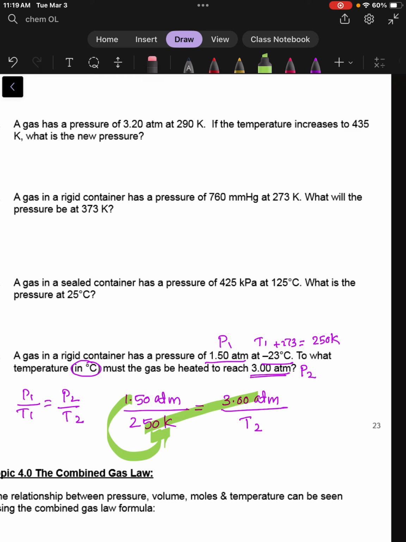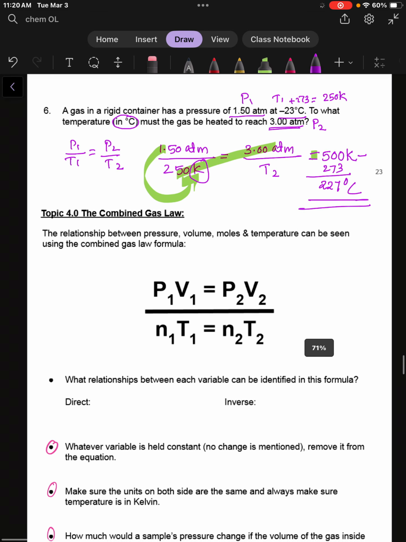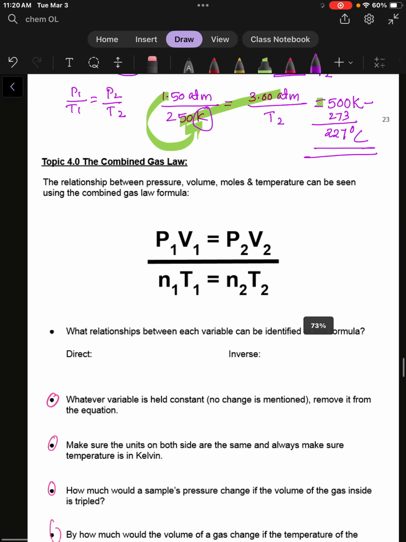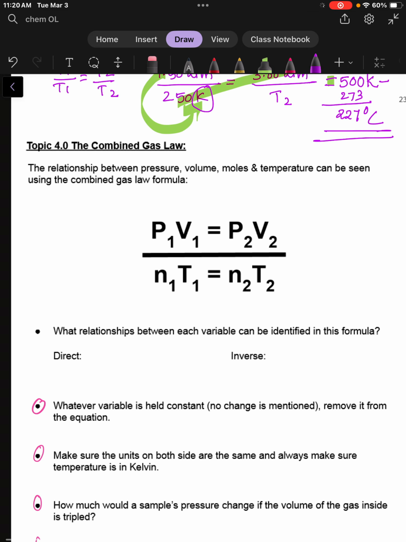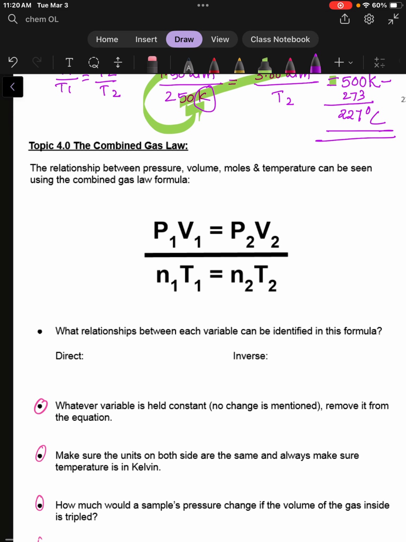Okay, then you have to do what? You will get 500, but look at the unit remaining. Your answer is in Kelvin, so minus 273 to get the degrees Celsius. That's how you have to do it. Okay, now let's see the next topic, which is combined gas.